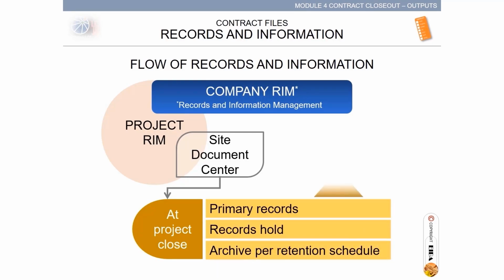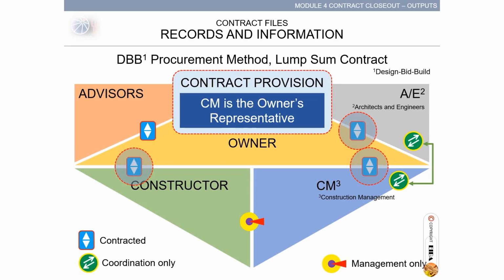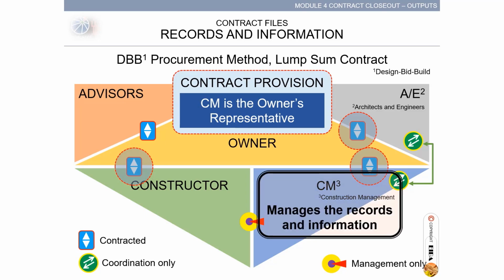All of these are returned into the business RIM and ultimately to the company's RIM system. Do you remember this organizational matrix where the CM, construction manager, is the owner's representative? The CM manages the records and information in the project site.